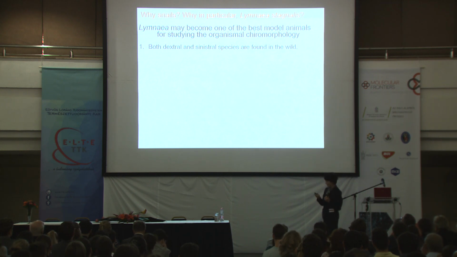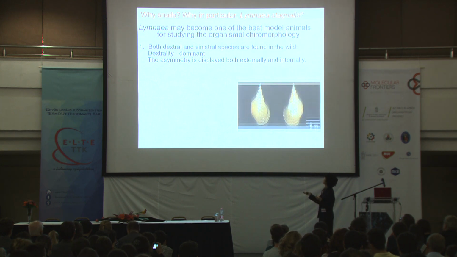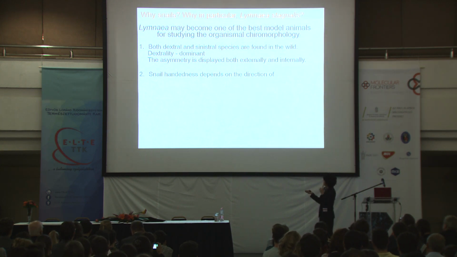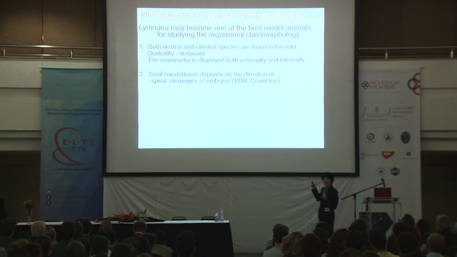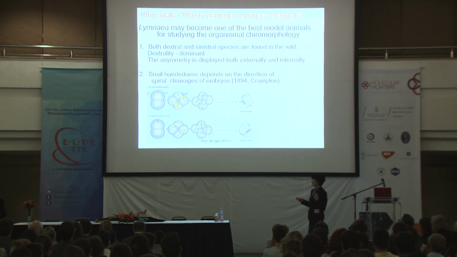Both dextral and sinistral species are found in the wild, and dextral is dominant. The asymmetry is displayed externally, as you saw. Secondly, snail handedness depends on the direction of spiral cleavage. This was reported in 1894, and this is a 1927 paper. Even I wasn't born then, all right?